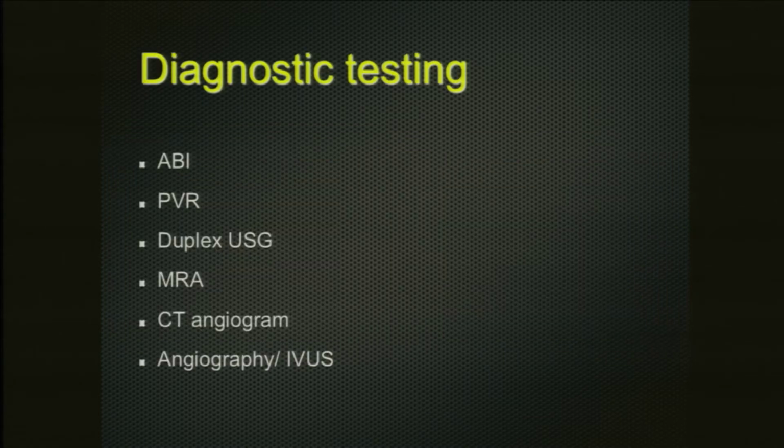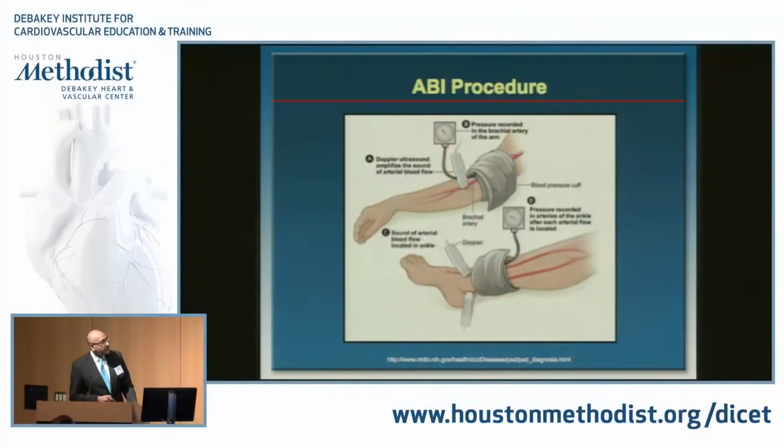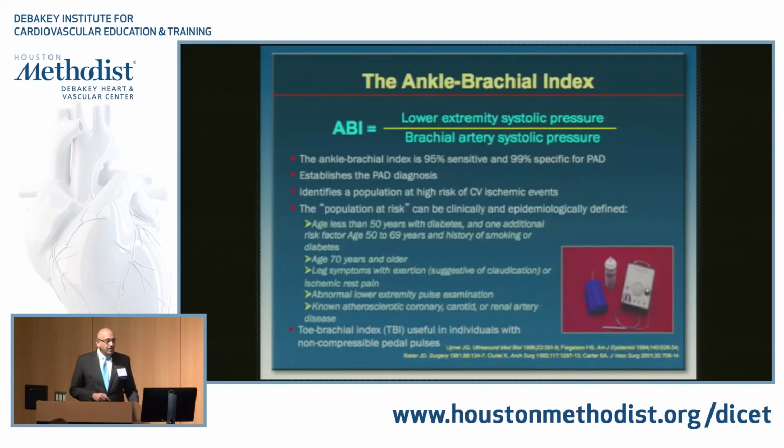So what are the diagnostic tests? There are varieties of them. The first should always be ABI, and we'll go through the others as well. So how is ABI done? I'm going to spend a couple of minutes on doing ABIs. Everybody should know this. Number one step, Doppler ultrasound of the arterial blood flow in the brachial artery, and Doppler ultrasound of the blood flow in the ankle arteries.